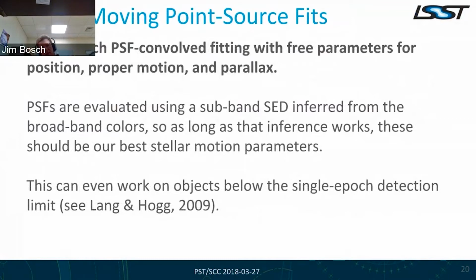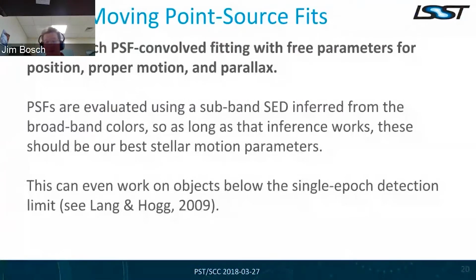Next up is the astrometric measurement that I think most people will want to use most of the time, at least if you're concerned about moving stars. And these are the moving point source fits in the object table. These are multi-epoch PSF-convolved fits in which we have free parameters for the position, the proper motion, and the parallax. So this is really a forward modeling of everything you care about in looking at stellar motions. The PSFs in this case will be evaluated using that subband SED we inferred from the broadband colors. I think that'll be just fine for the vast majority of stars. And when that's the case, this should give our best stellar motion parameters.